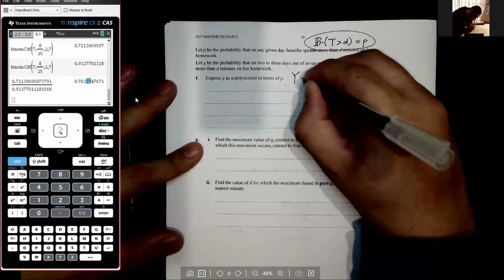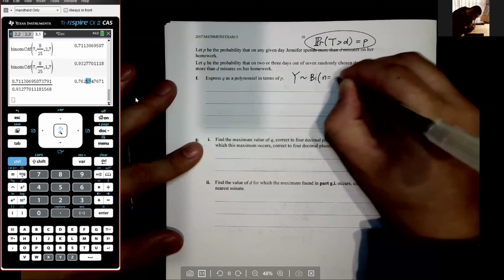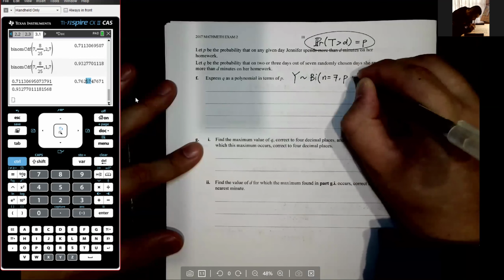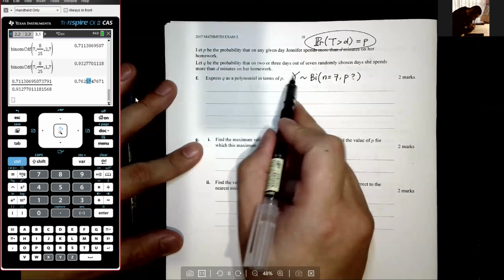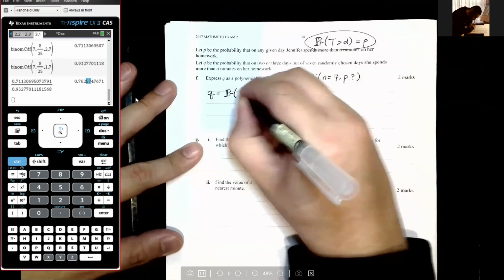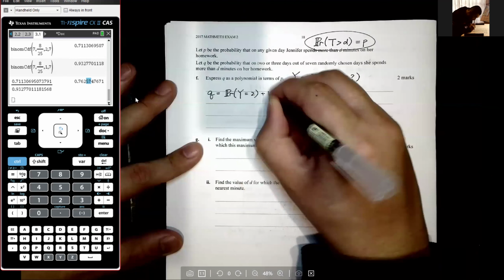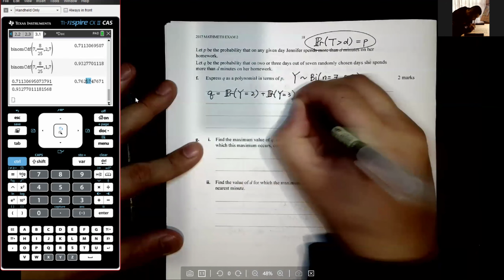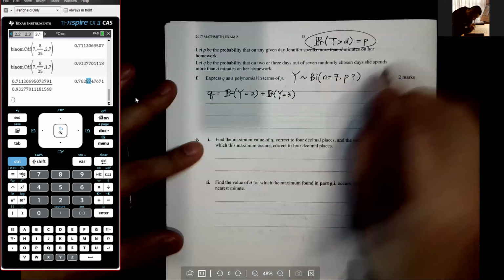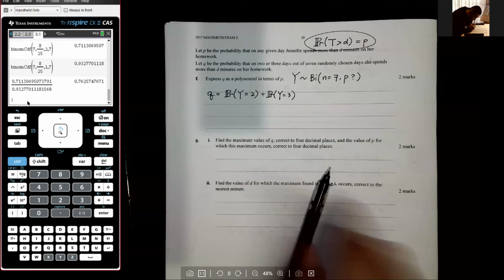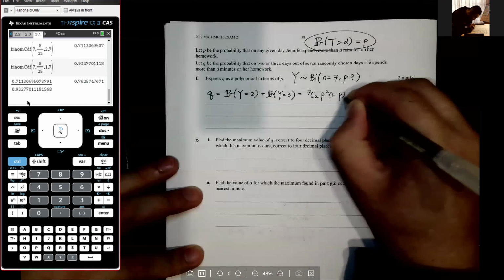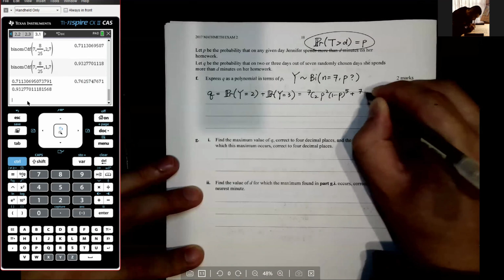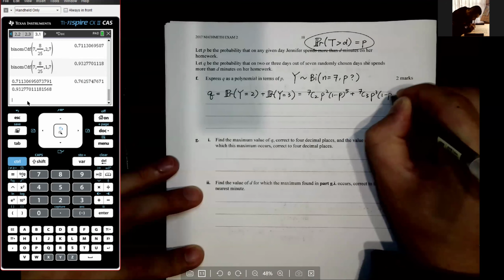Now this is another binomial distribution. We call it Y. Still 7 days, but now the P is unknown. Express Q as a polynomial in terms of P. So we need Y equal to 2 or 3. So Q equals probability of Y equals 2 plus probability of Y equals 3. This question involved 2 marks. What I will do is, I know this is like 7 choose 2, P squared, 1 minus P to the power 5, plus 7 choose 3, P to the power 3, 1 minus P to the power 4.